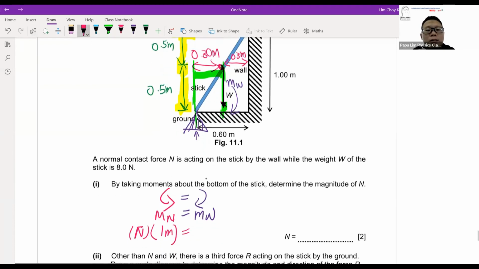So the weight here is 8 Newton. So this will be 8 Newton. The distance will be 0.3. The N will be 2.4 Newton. That will be the answer.